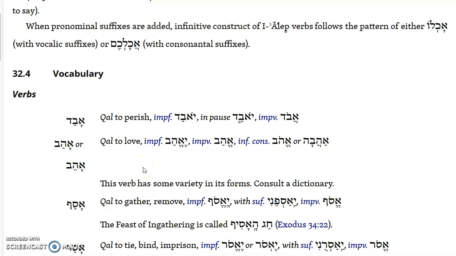Then he gives you another first aleph verb, ahav or ahave, you get both spellings, meaning to love. The imperfect form has the segol pattern, yehav, he will love, imperative form with the hataf segol. He also gives you the infinitive construct. Note that there's an alternative infinitive construct form that has a kamatz hey ending. There's a few verbs that will do that. I don't think he's mentioned that up until this point.